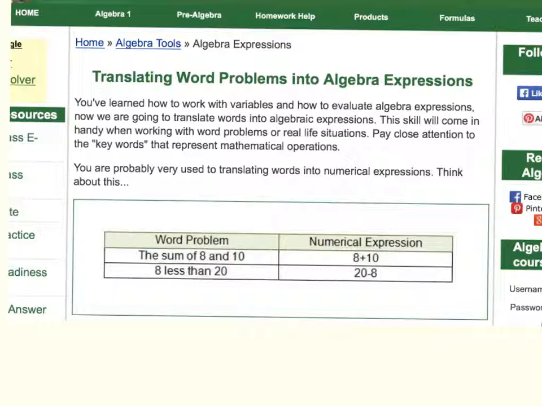So you're probably used to translating words into numerical expressions. Think about this. The sum of 8 and 10 is 8 plus 10. That's a numerical expression. 8 less than 20 is 20 minus 8, and that's a numerical expression. Now we're going to do algebra expressions, which means we're going to have variables. I'll show you what we mean.